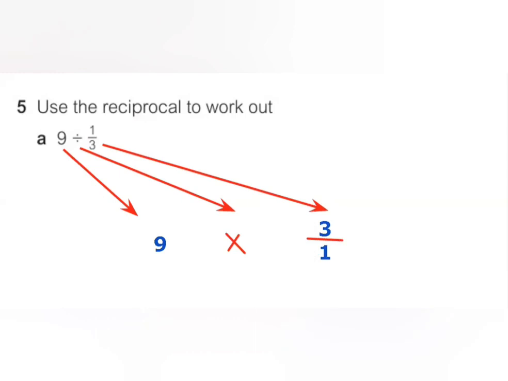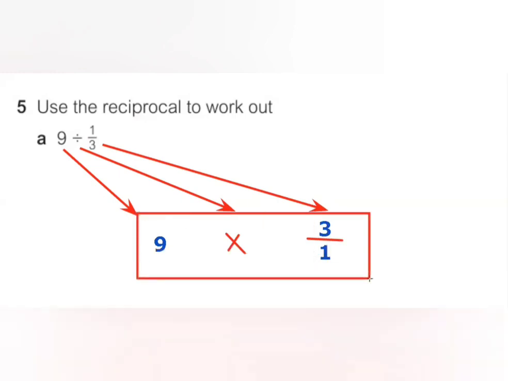Now, after doing this step, you can answer the question by following the multiplying rules, in which you multiply the numerators and then multiply the denominators. This number doesn't have a denominator. Any number that doesn't have a denominator, it means there's a 1 under it. So we put 1 here.